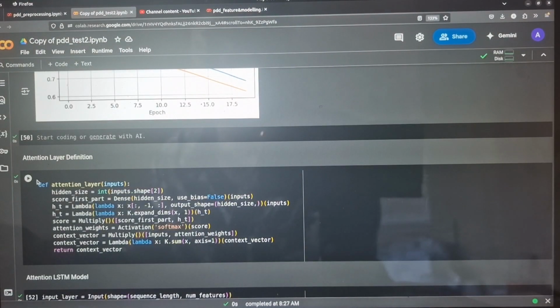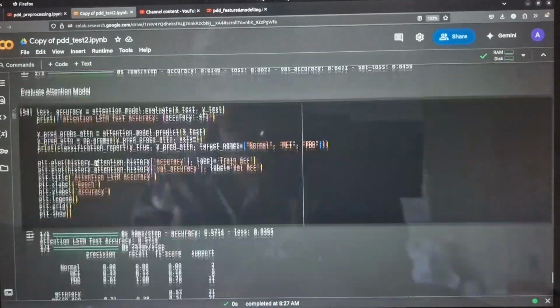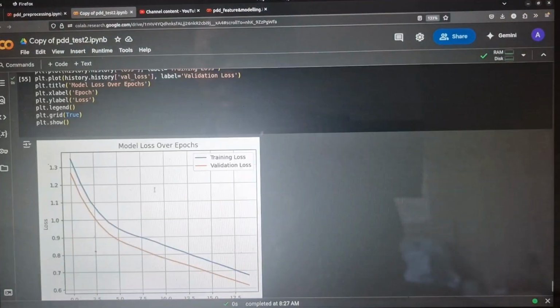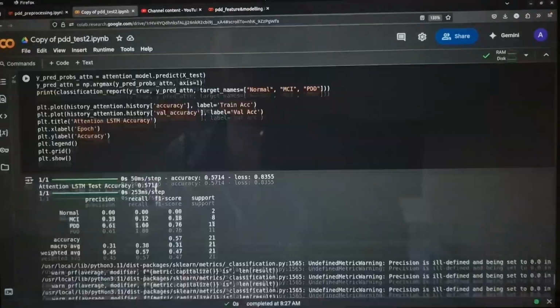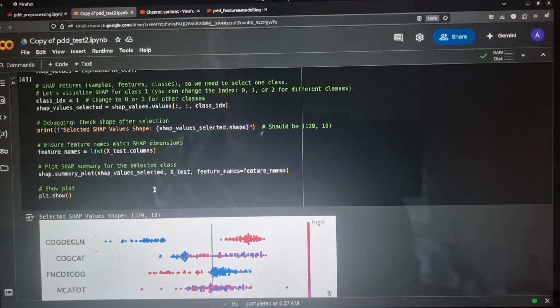This is my graph, my loss graph. And again, I added an attention layer so it can focus more on the time visits that are more important, probably the visits that have more impact. That actually did not add up, so it dropped the accuracy. And that is what I have.